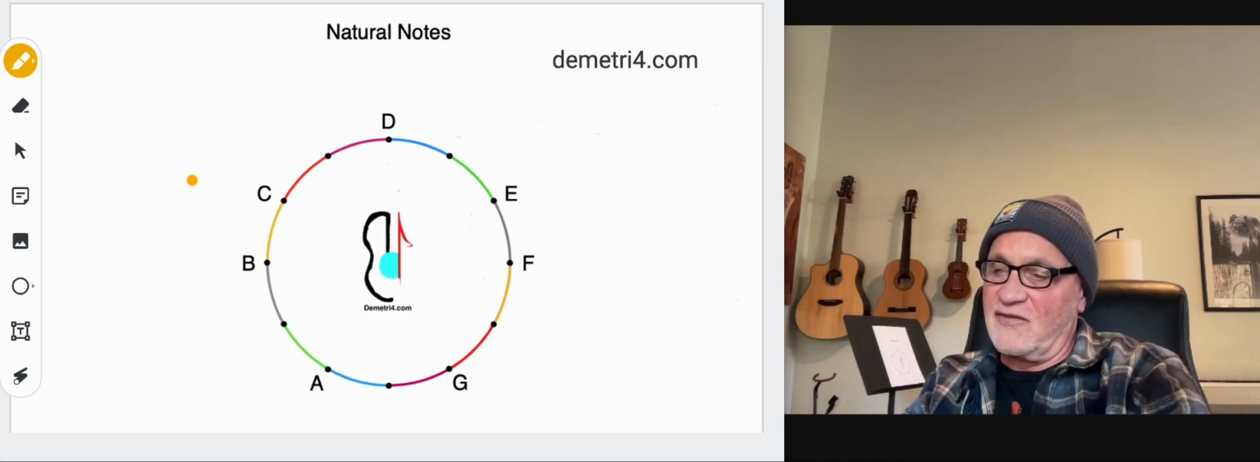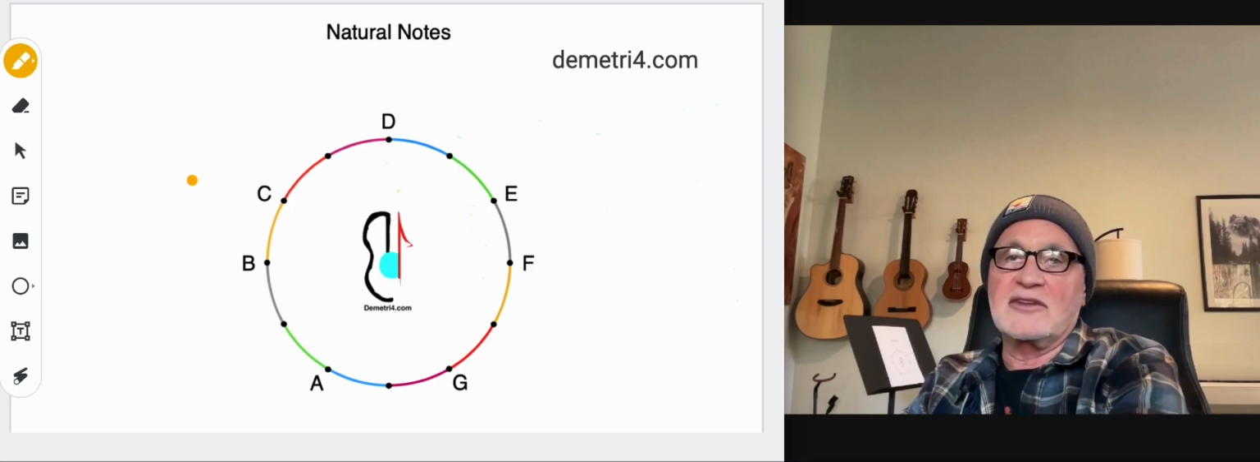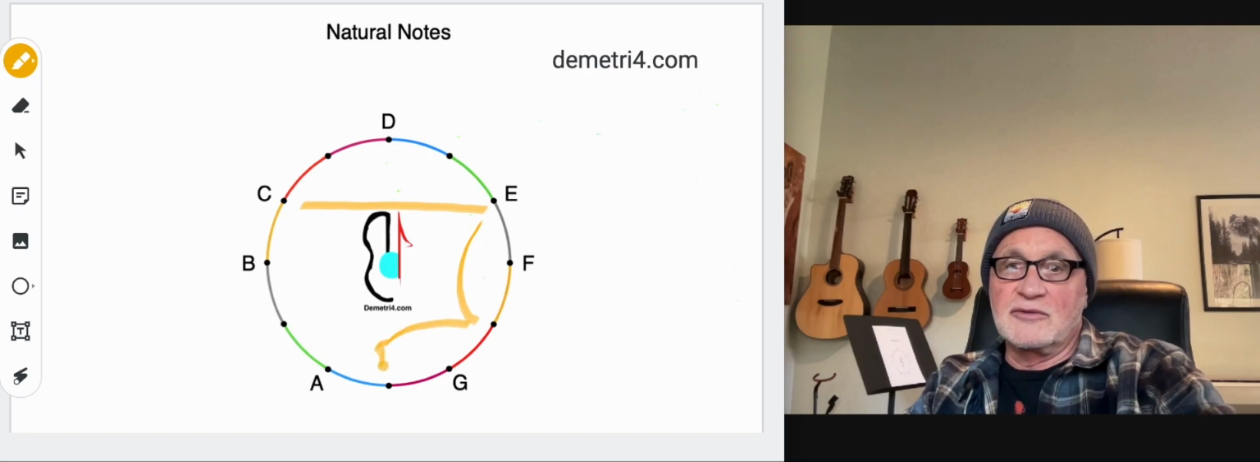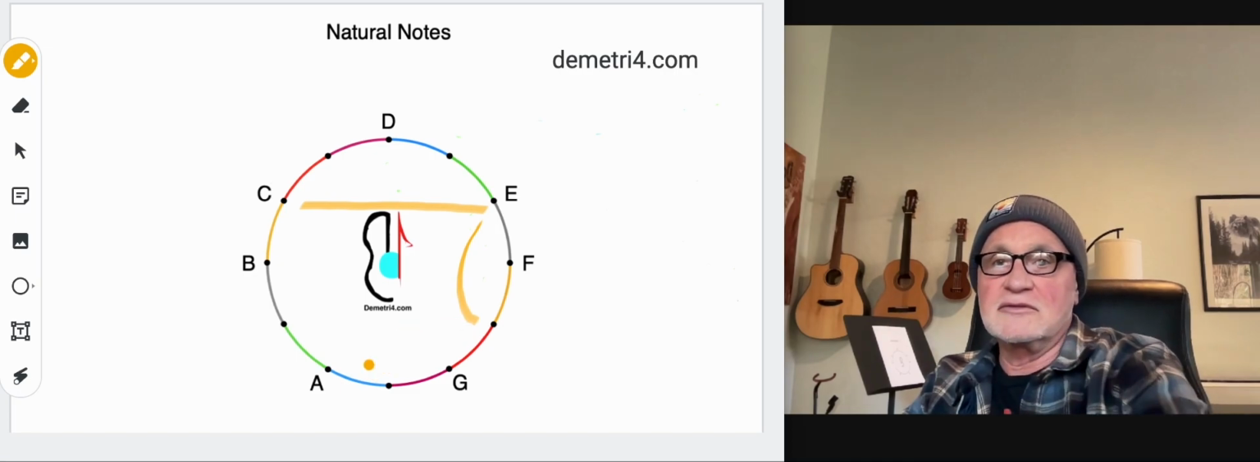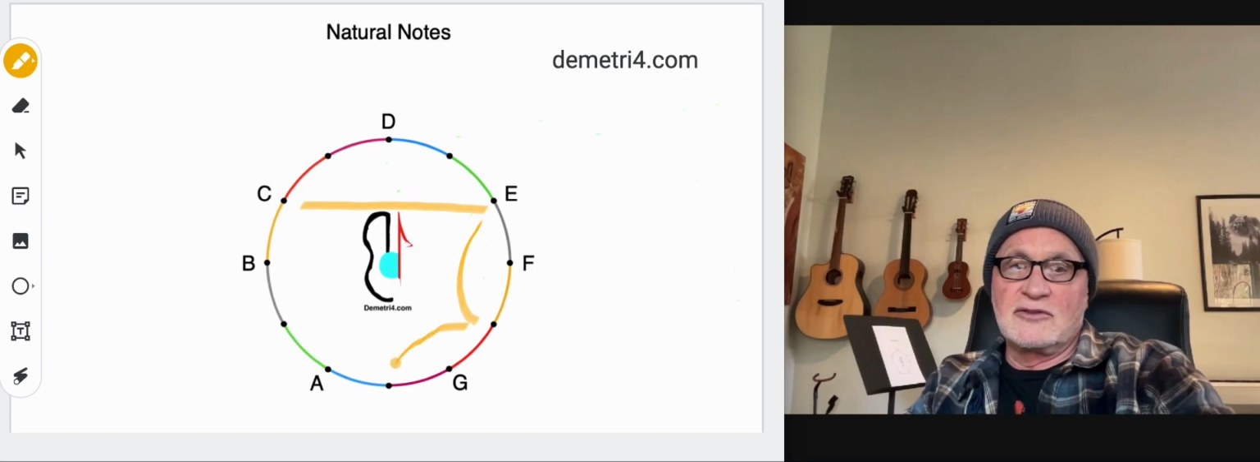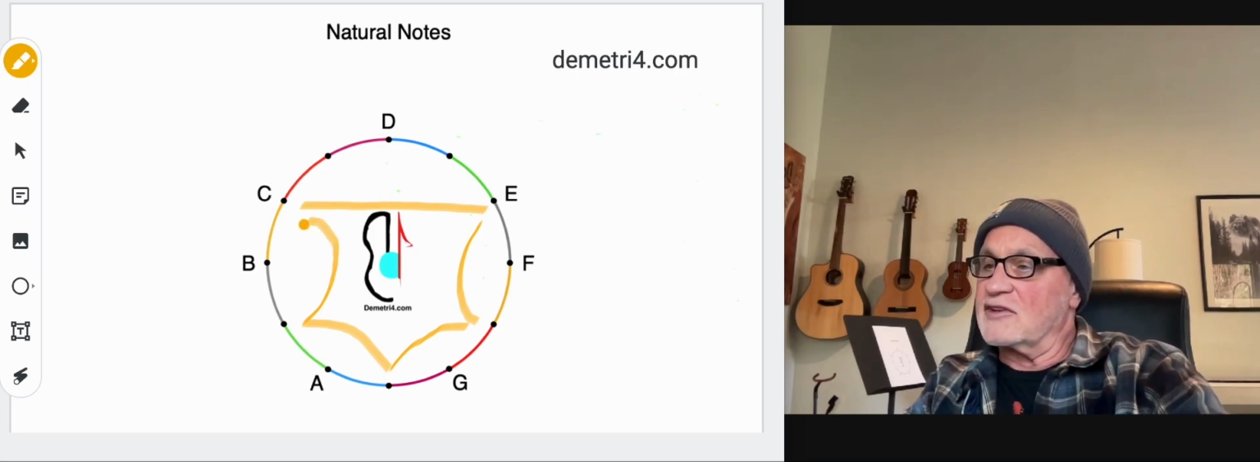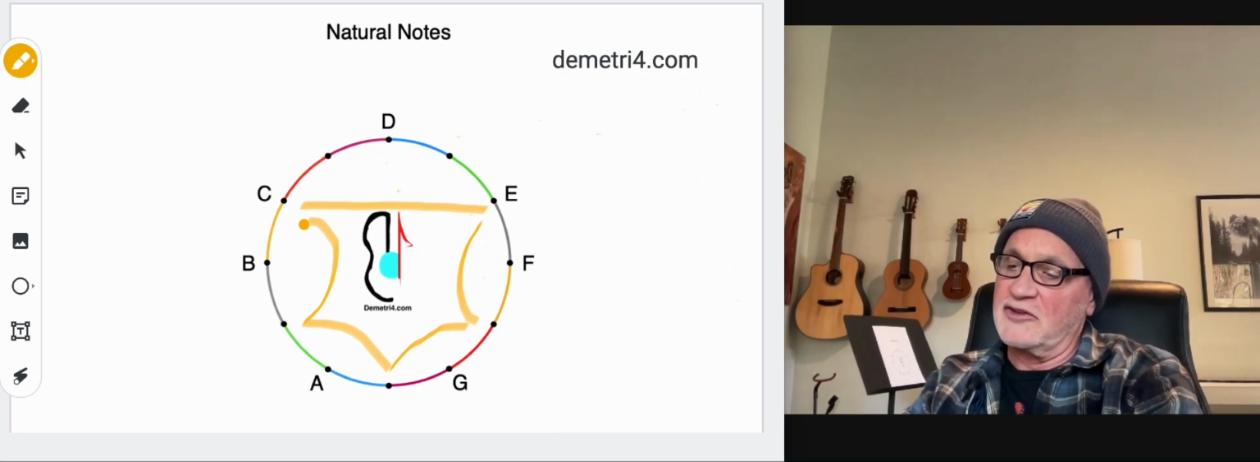E to C is 4 whole steps, minor sixth. So we can do E to C now. So we're going from here to here, 4 whole steps. 1, 2, 3, 4 whole steps. And then F to D, 4 whole steps and a half step, major sixth. G to E, 4 whole steps and a half step, major sixth. A to F, 4 whole steps, minor sixth.